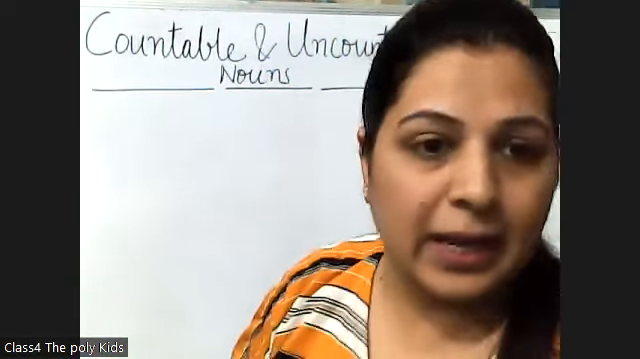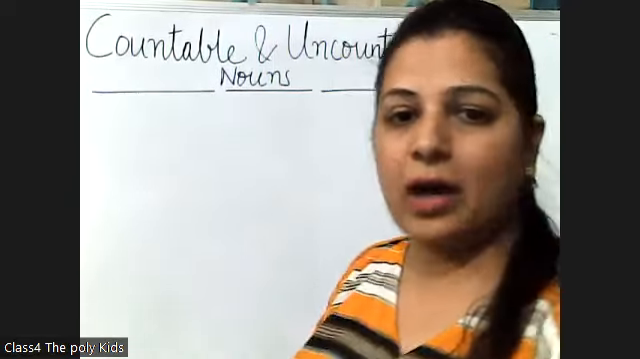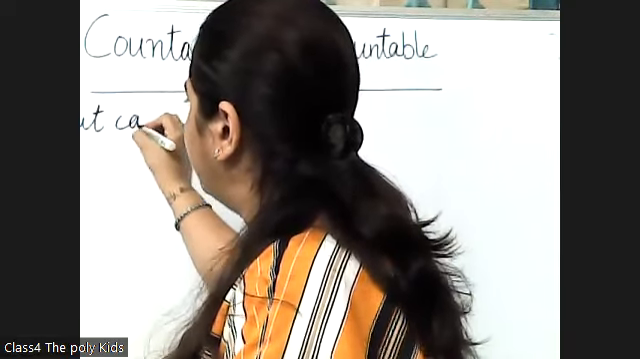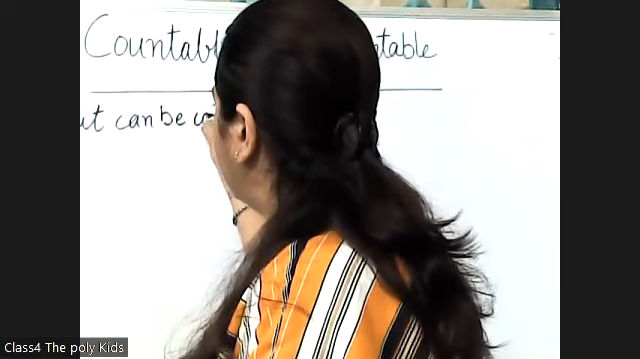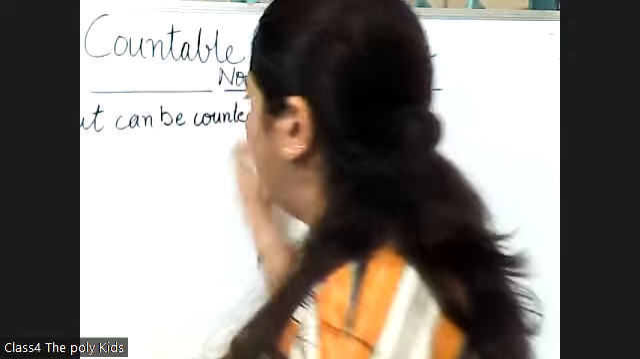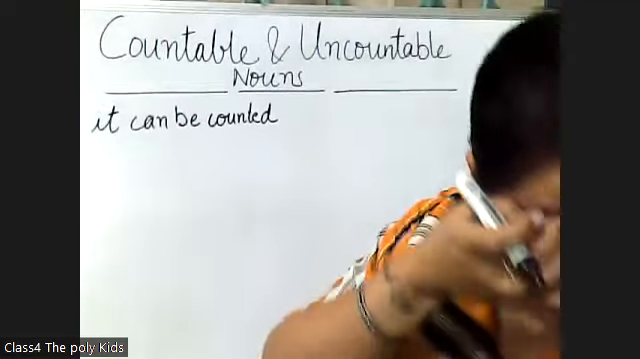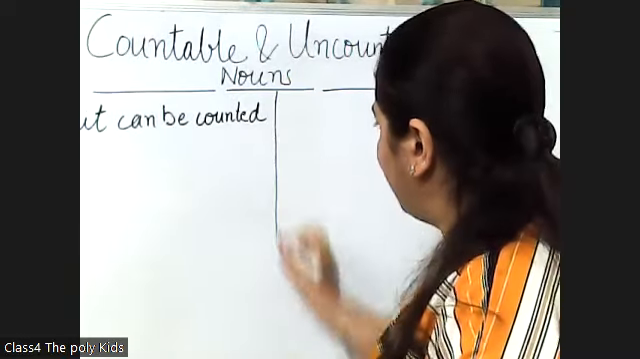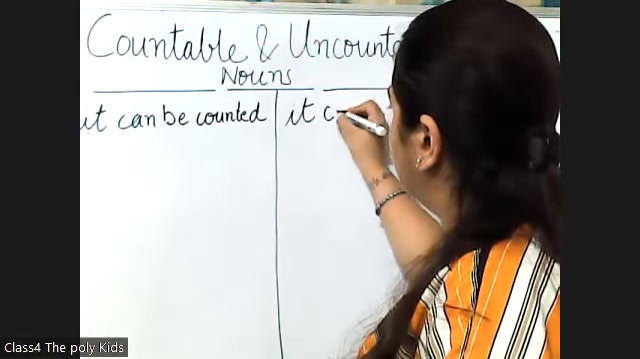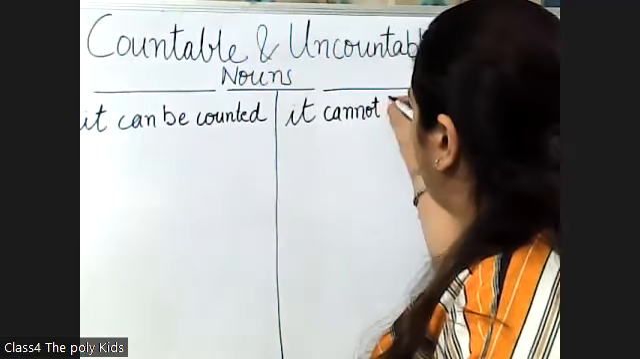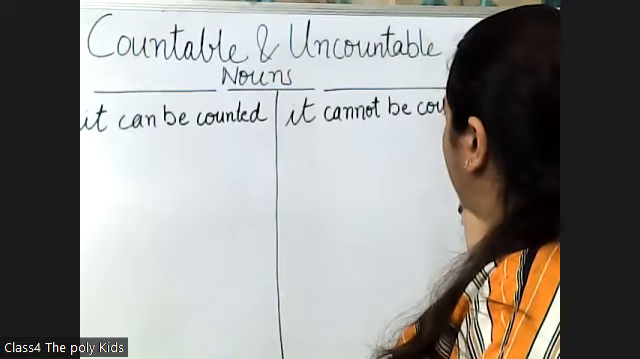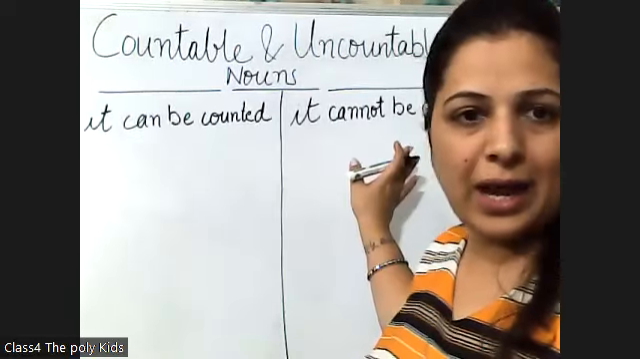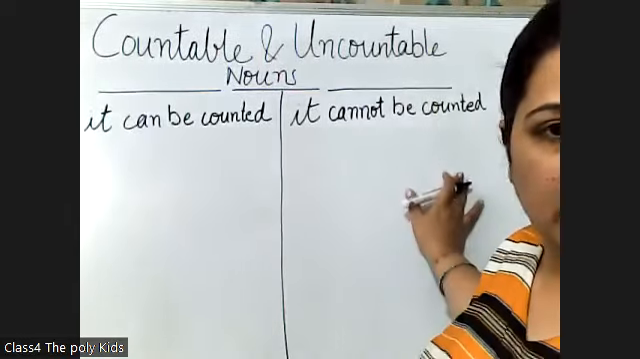Great. So here under countable noun, you can write: it can be counted. Simple one. First, it can be counted. And under uncountable, what will we write? It cannot be counted, as you both said. Okay, you both have given me this definition and I have written. It can be counted, it cannot be counted.